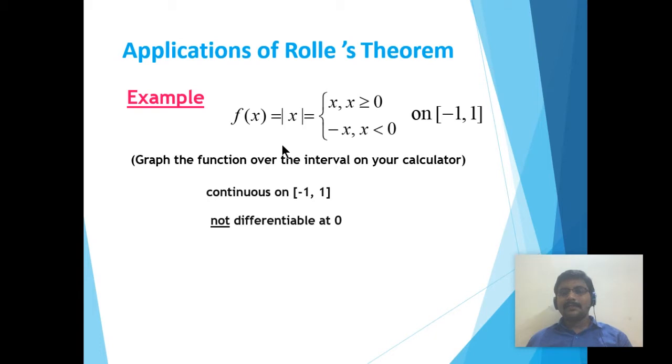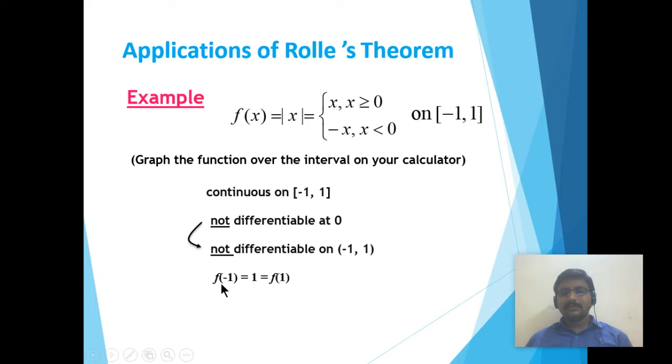Both the derivatives, left hand derivative and right hand derivative, exist, but both are not equal, so the derivative does not exist at the point x equal to 0. So the second condition of Rolle's theorem clearly does not hold. That means f is not derivable at the point 0 in the interval minus 1 comma 1. It concludes that f is not differentiable in the open interval minus 1 comma 1.